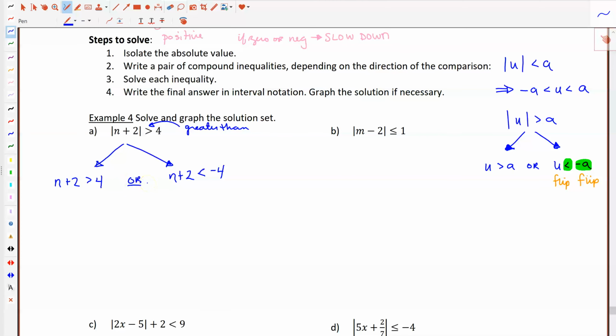So now let's solve these. For the first case, I'll subtract 2 from both sides. We get n is greater than 2. For the second case, we'll subtract 2 from both sides. We get n is less than negative 6.